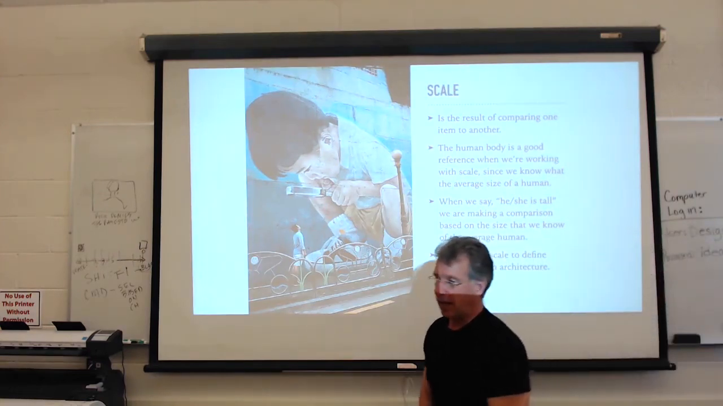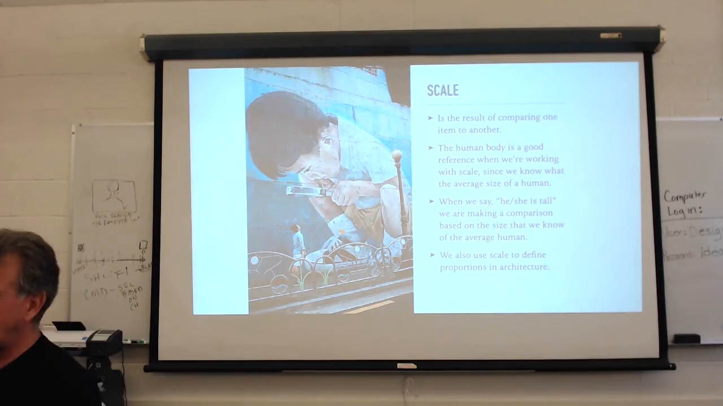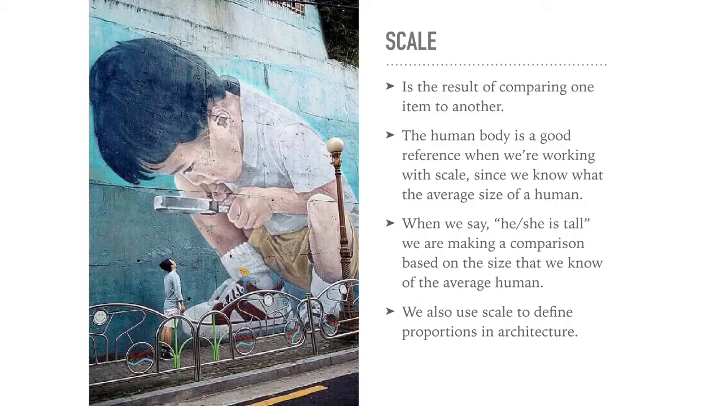Okay, when we talk about scale, it is the relation of comparing one item to another. The human body is a good reference when we're working with scale, since we know what the average size of a human is. When we say he or she is tall, we are making a comparison based on the size that we know of the average human. We also use the same type of scale when we talk about proportions in architecture.